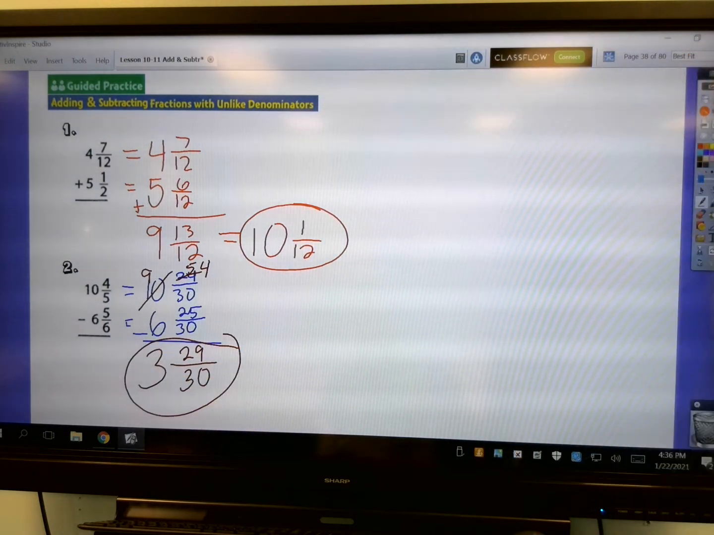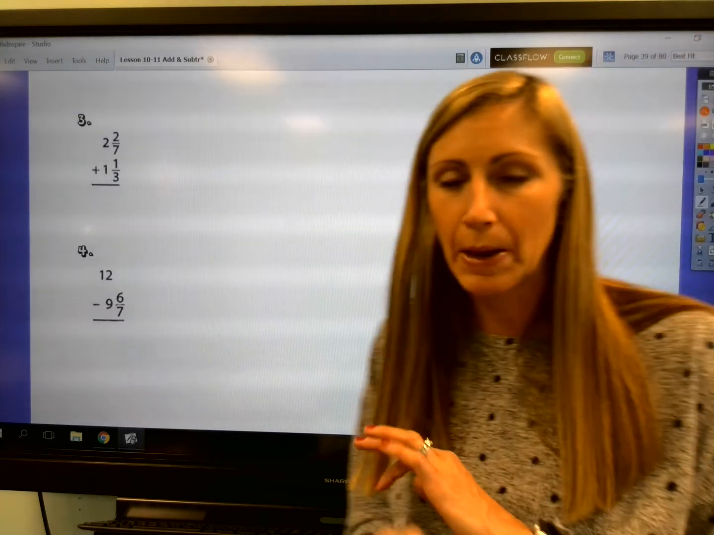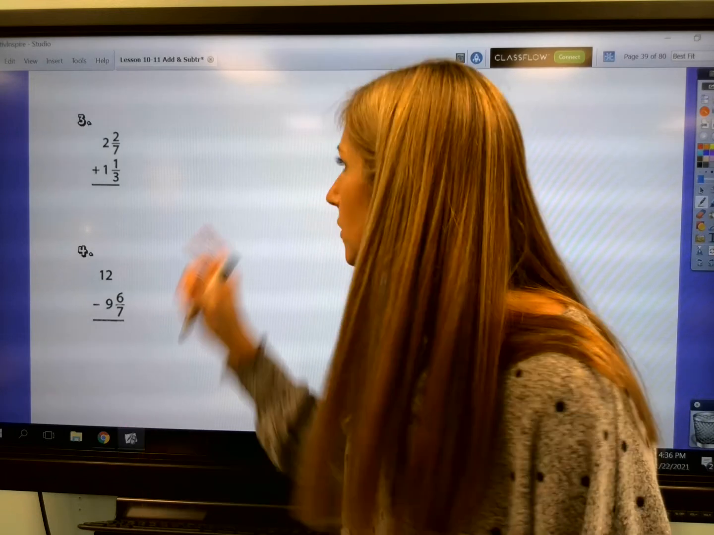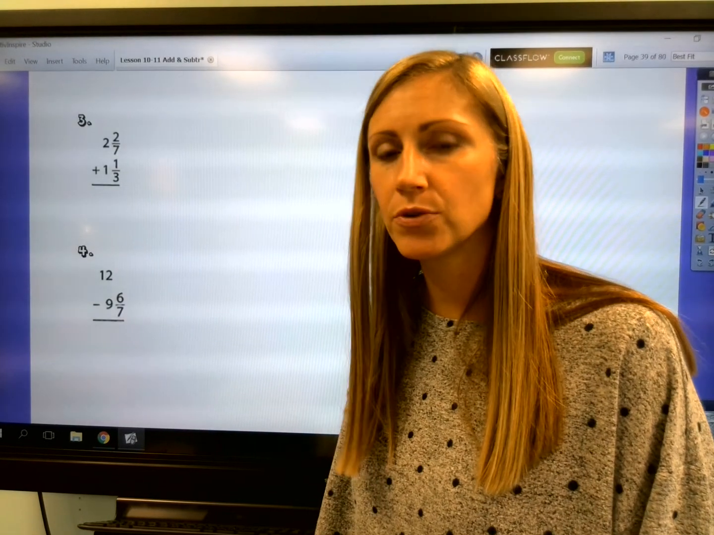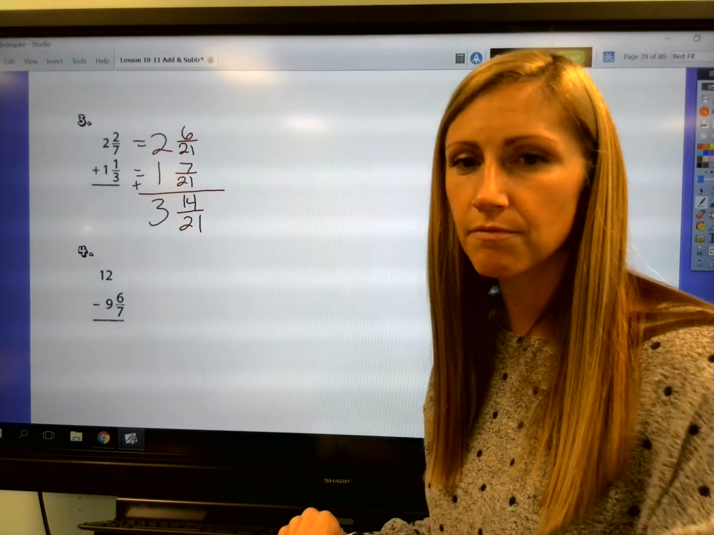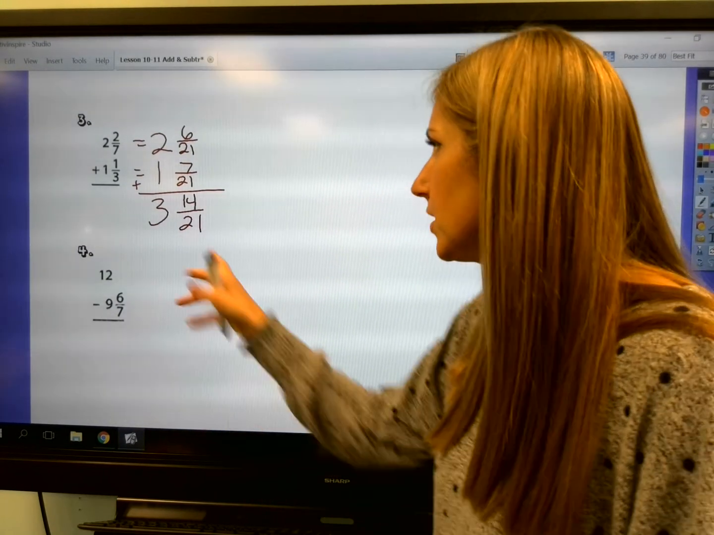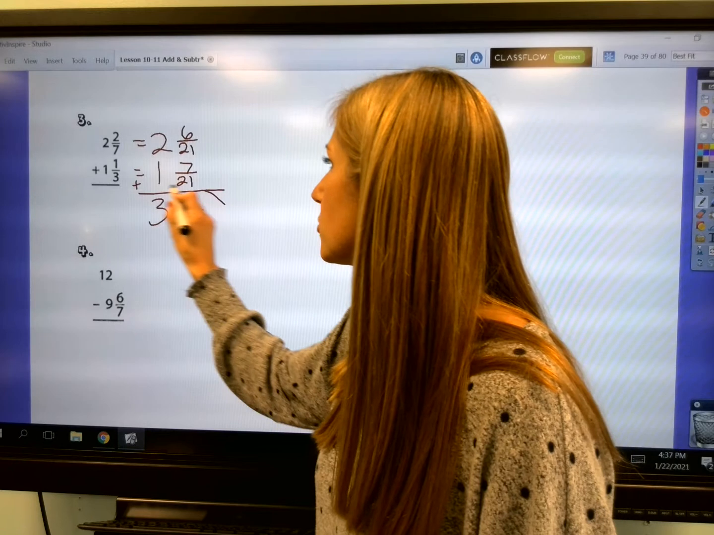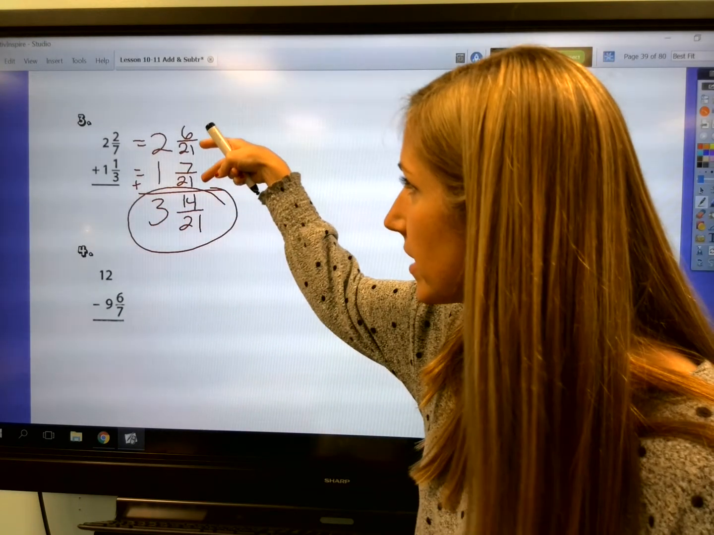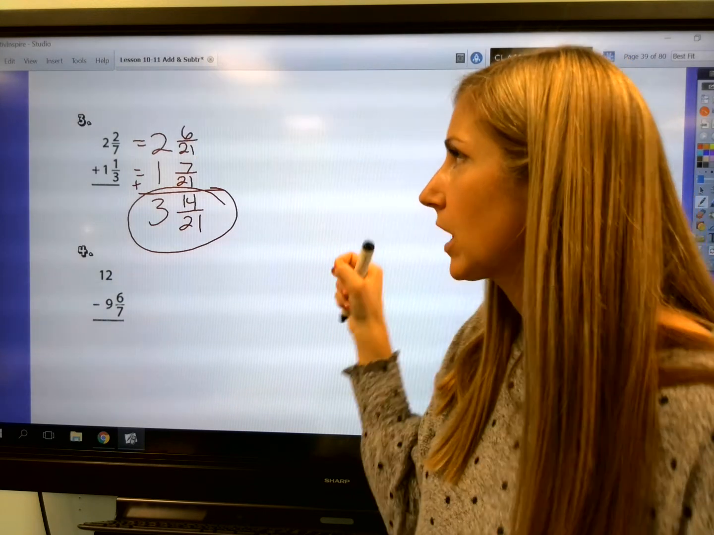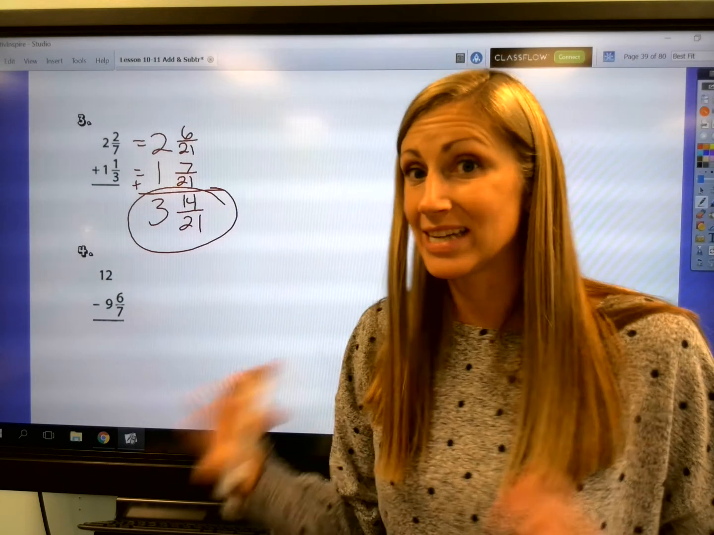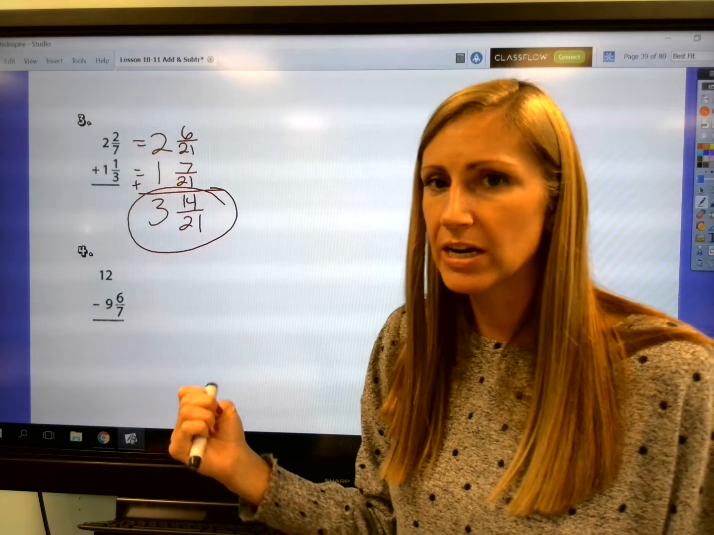Okay, you are going to do the next 2 completely on your own, and we'll compare answers. Go ahead and do number 3. What do you get? All right, how'd you do? The answer to number 3 is 3 and 14 over 21. So you should have used a common denominator of 21. Your numerators became 6 and 7, and you can add those together and get a 14. It is not improper. It's good to go just the way it is.